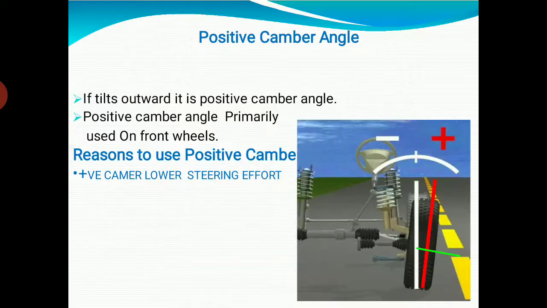So negative camber or positive camber, what exactly does it say? You can see the red color, it is the tire axis, and if you tilt outward it is called positive camber. Positive camber is primarily used on front wheels. The reason is that it lowers the steering effect, and the stability of the vehicle will be there.